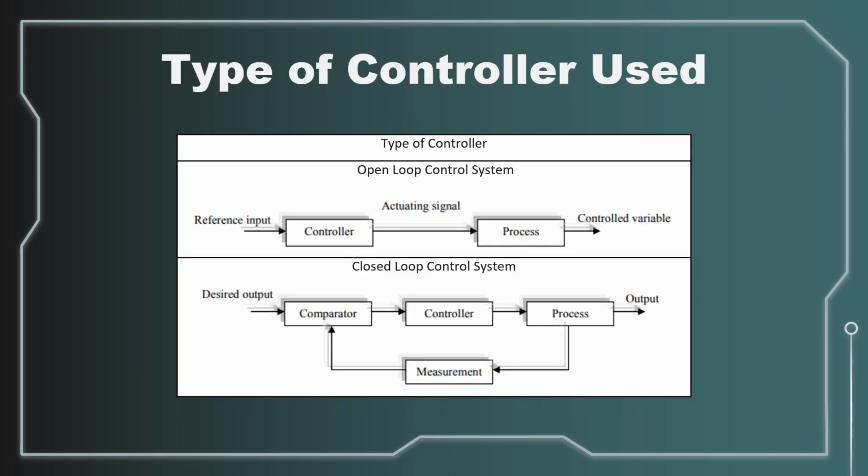Next is type of controller used. The objective of a control system can be achieved by employing two possible control strategies. These control strategies are open loop control system, which is a feed-forward control system, and closed loop control system, which is a feedback control system. Figure 2.1 and figure 2.2 show open loop control system and closed loop control system respectively.